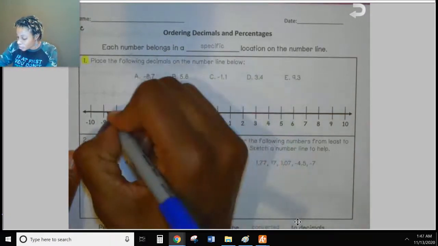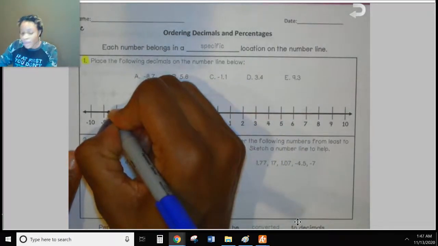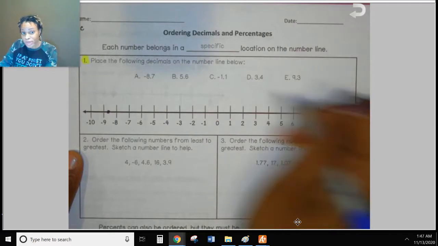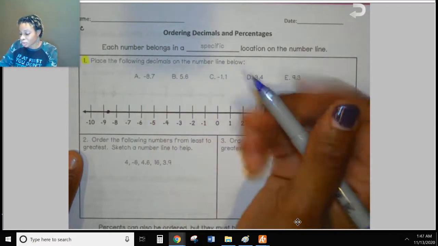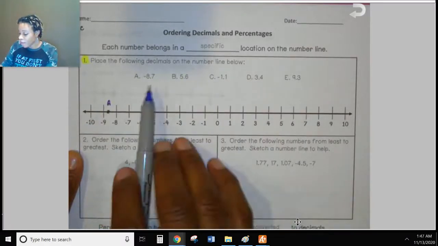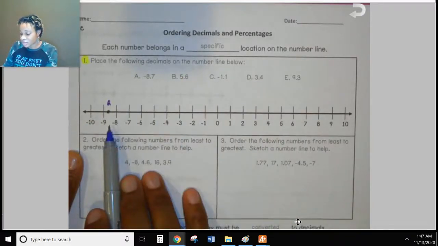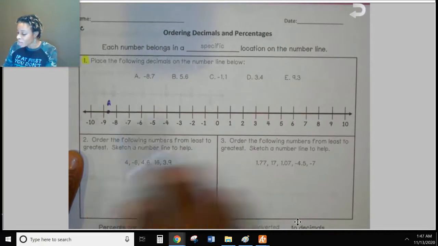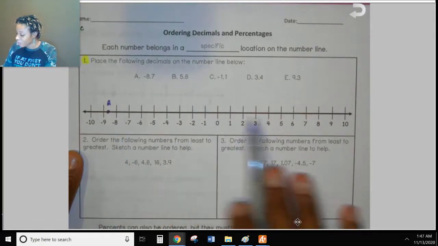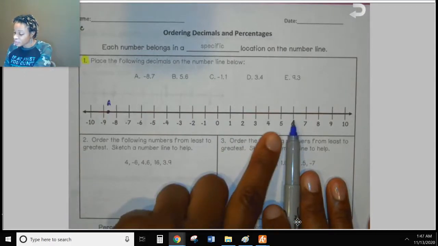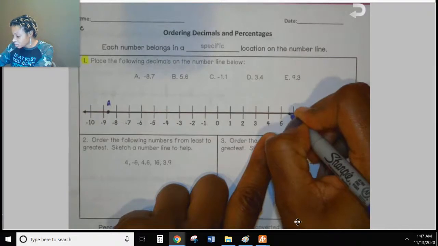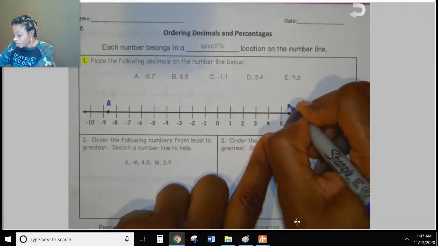So I'm going to put a dot here, and you can do two things. For this example, you can label it with letters, or you can write in the actual number. I'm going to label it with letters for this example, so I know that this is the -8 and 7/10 location. Our next number is 5 and 6/10. That's positive, so I go to my positive side. 5 and 6/10 will be in between 5 and 6. It will be closer to the 6, so I'll put my dot there and label it B.